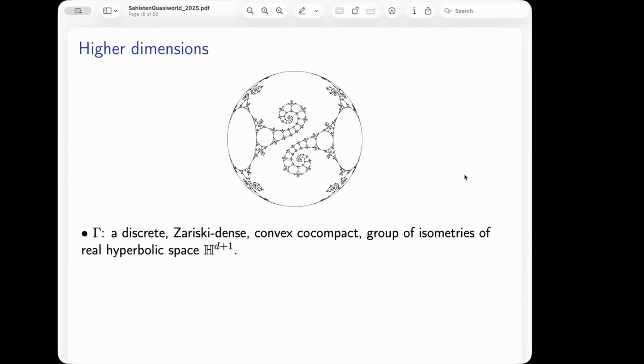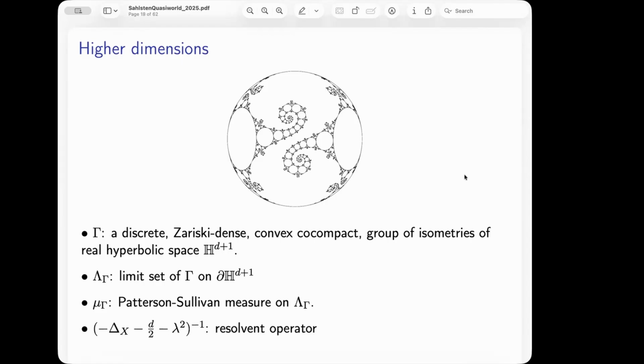And basically what Zariski dense means for me is that it doesn't keep invariant these lower-dimensional manifold shapes, like geodesic subspaces and stuff like that. And that's really important in the study to avoid that kind of situation from happening. So now we have the same thing, a limit set, some kind of fractal object. We have a Patterson-Sullivan measure.